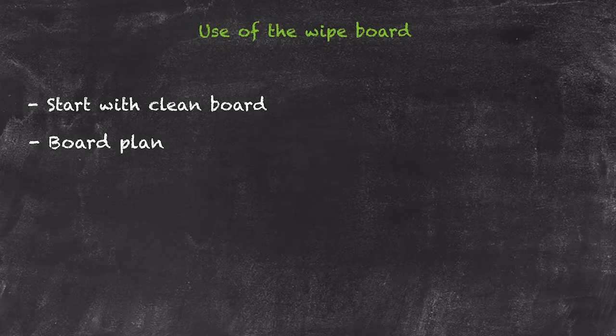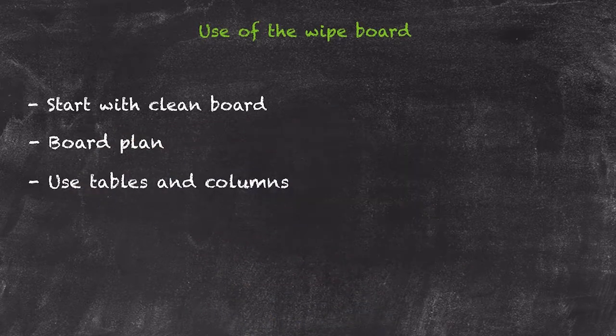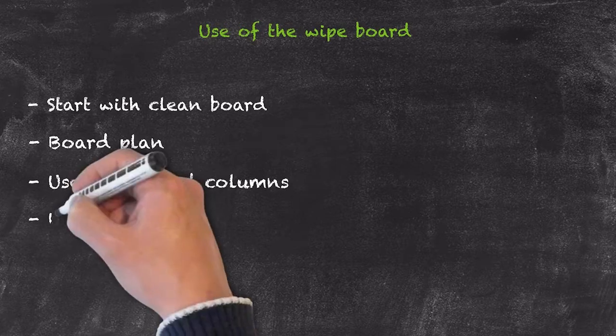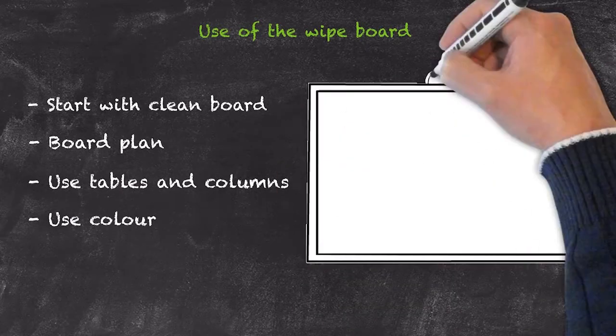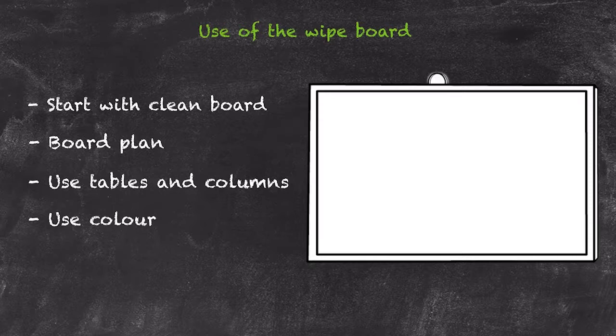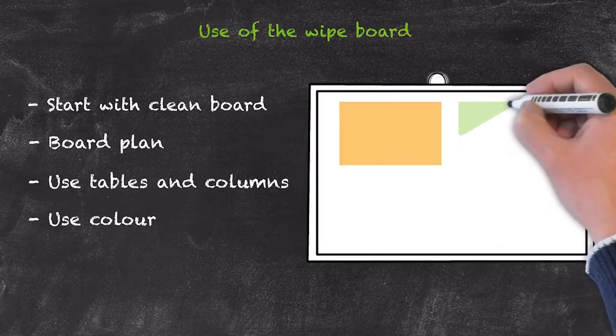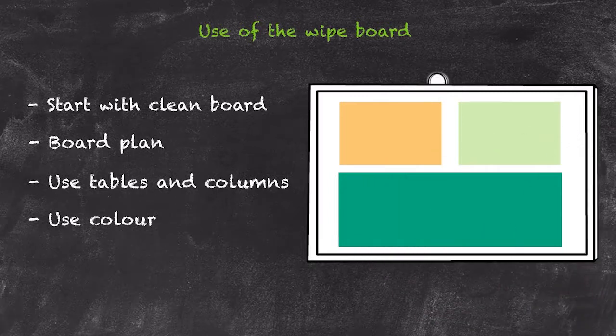Also, it's very useful if you make use of tables and columns to separate different areas of your work. And in the same way, you can use colour for the same effect. So by starting with a clean board, decide on which areas of that board are going to be used for your various types of information, and then within that, the use of different colours for different types of information. It is important that you only put the essential information needed by the students on the board. They will have a tendency to copy everything down that you put on there, so make sure that you only use the board for essential information.